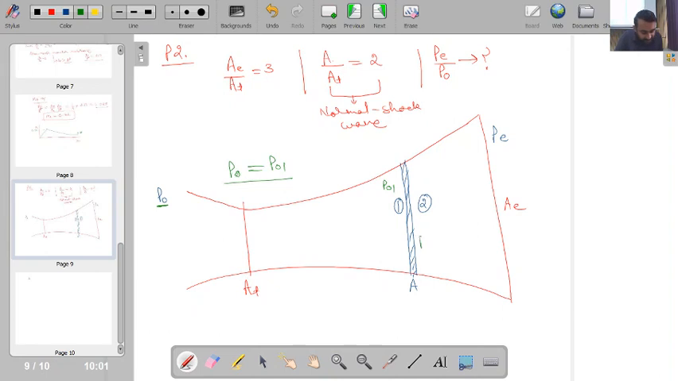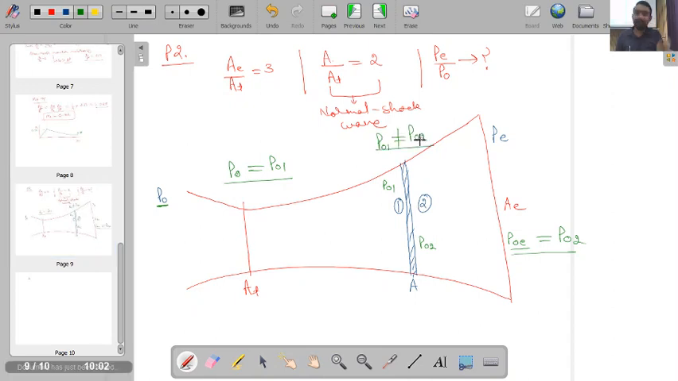Similarly, if I have P naught 2 as the stagnation pressure at point 2 and P0E as the stagnation pressure at point E, so P0E will also be equal to P naught 2 because in this portion also our conditions are isentropic. But across the shock wave we are having an increase of entropy. So that's why P naught 1 will not be equal to P naught 2. Point is clear? This is important to understand at the starting itself.